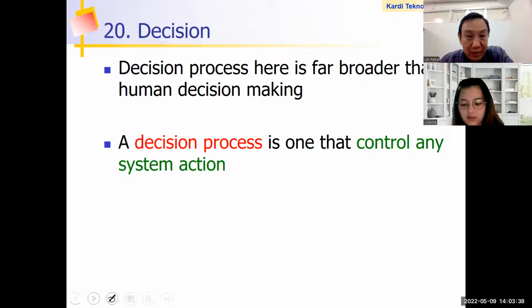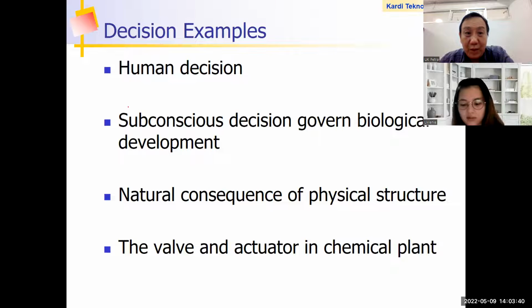So that is easier to see. It can be a human decision, a subconscious decision that governs biological development, for example, or a natural consequence of physical structure. That is also what we call a decision. The valve and actuator in the chemical plant, automation, that is also what we call a decision. Clear? When we say decision here, it means something that produces action.